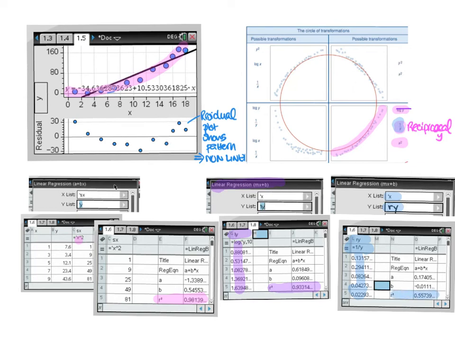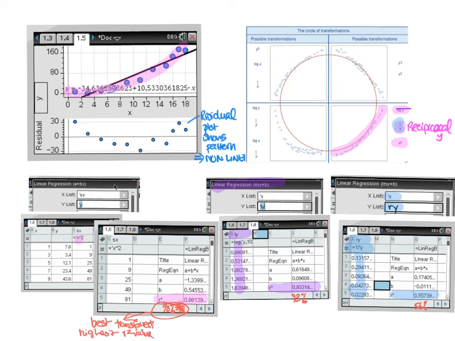0.55. So you can see that this one has the highest. As a percentage, it would be 98%. This one would be 93%, and this one would be 56%. So this one is the best transformation because it has the highest r squared value.